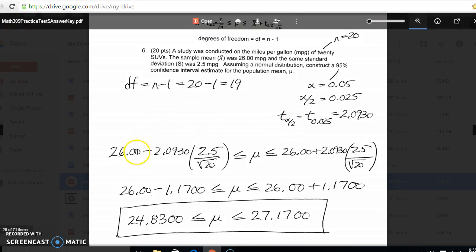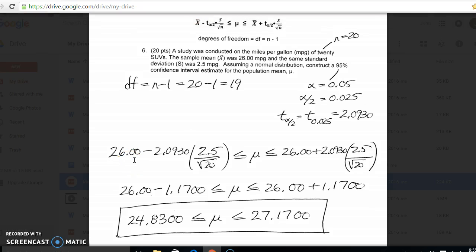So you plug in the different values for the equation. 26.00 is your X bar minus your t-value of 2.0930 times, in parentheses, you have the S of 2.5 divided by the square root of 20. And I would multiply 2.0930 times 2.5, and then when you get that product, you're going to divide that by the square root of 20. You want to make sure you know how to use your calculator properly so you can calculate that value.